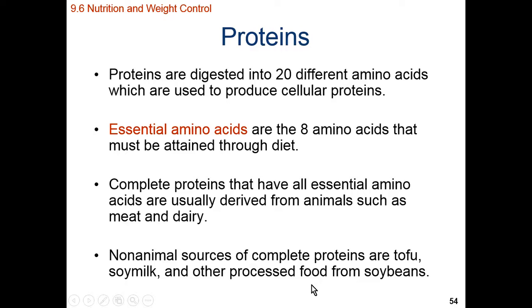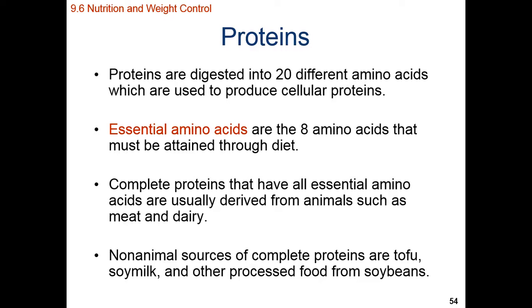Let's move on to proteins. Proteins are made, in human beings at least, by 20 different amino acids. Some of these amino acids we can make in our bodies, other amino acids we cannot make in our bodies. The ones that we cannot make in our bodies are known as essential amino acids. We need to get those amino acids through our diet. We must eat them. If we have a complete protein in our diet, we're going to have all of those essential amino acids present.